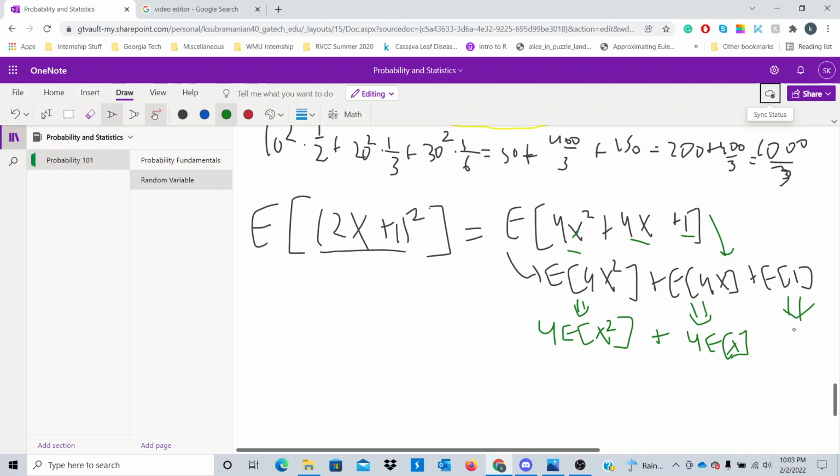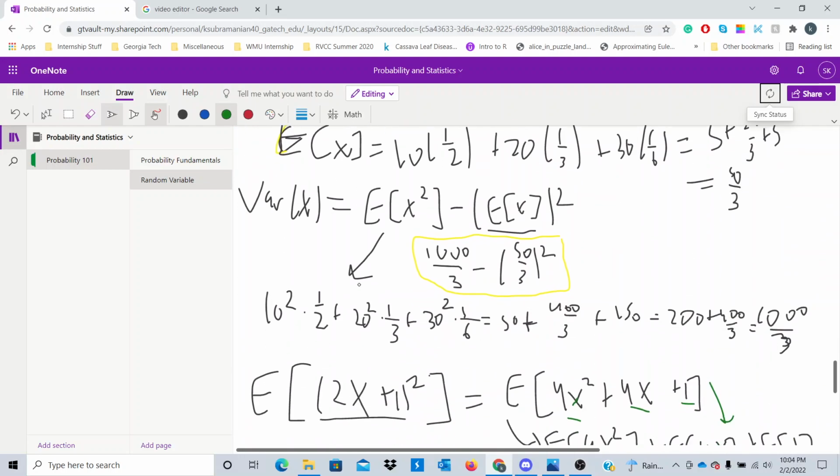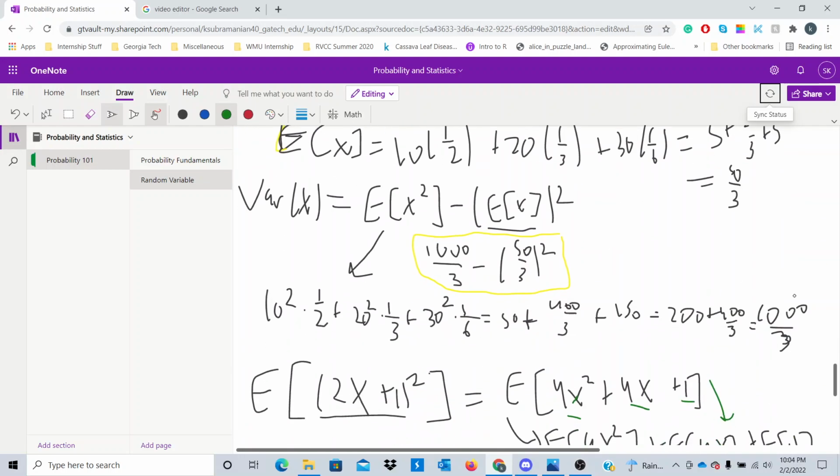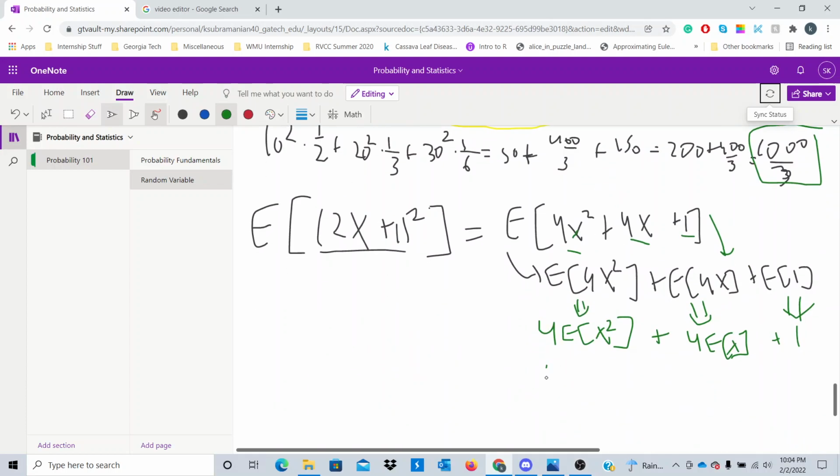So the expectation of a constant is just the constant itself. So this is going to be a 1, basically. What is the expectation of x squared, given what we found earlier? We have actually found the expectation of x squared. It's just this 1,000 over 3. So we're going to substitute that in. So it's going to be 4 times 1,000 over 3.